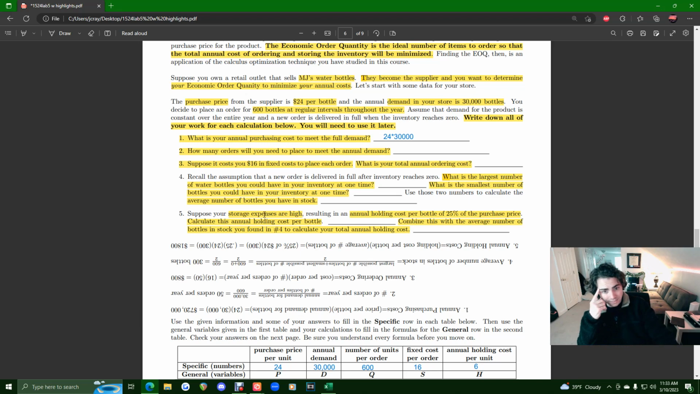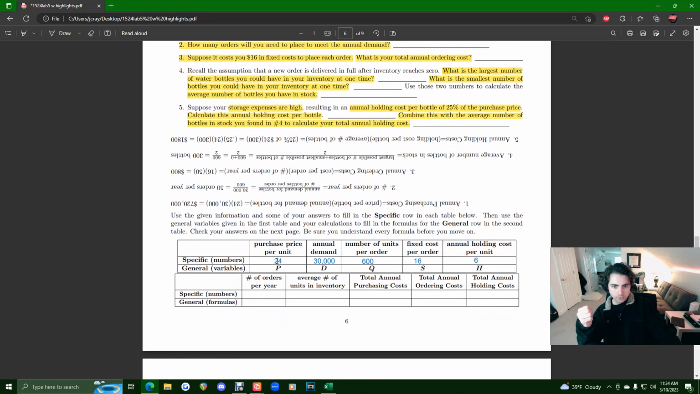Suppose your storage expenses are high, resulting in an annual holding cost per bottle of 25% of the purchase price. The purchase price was $24. So 25% of that, 1/4 of 24, is $6. So the annual holding cost per bottle is $6 per bottle. Combine this with the average number, the 300 we just found, to calculate your total annual holding cost. So it's just the $6 per bottle times 300, the average number of bottles we have in store at any one time. So 6 times 300, 1,800. All right.